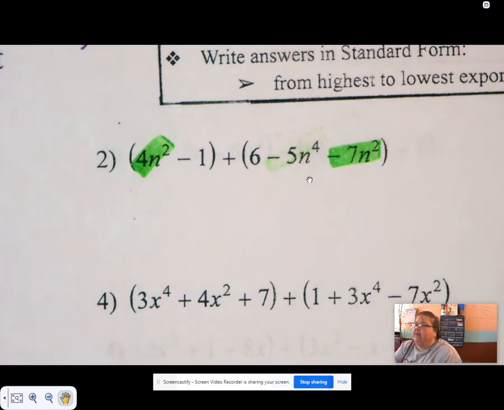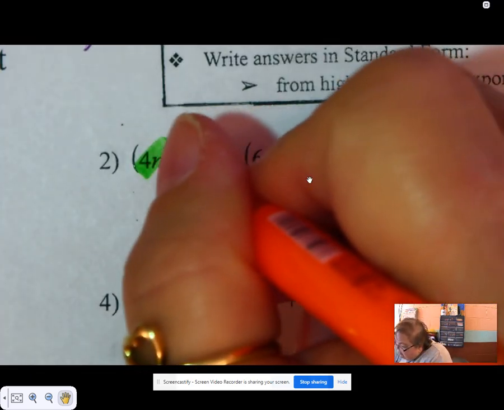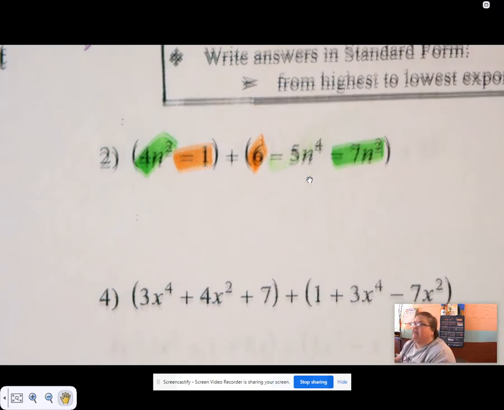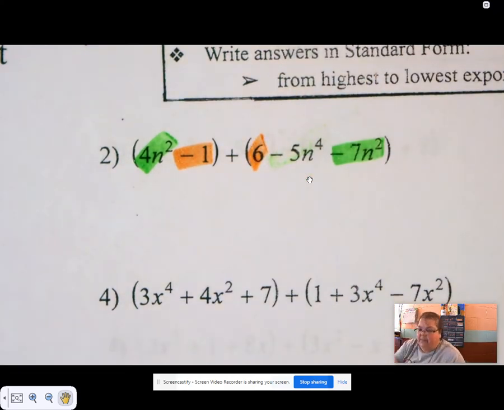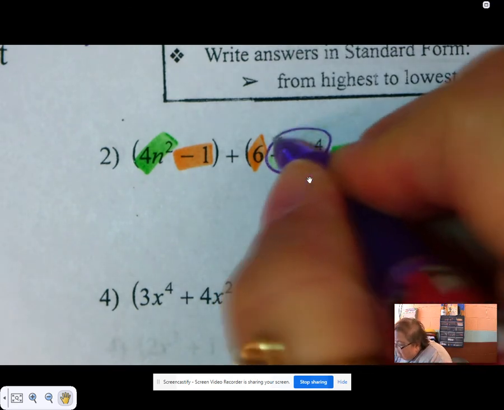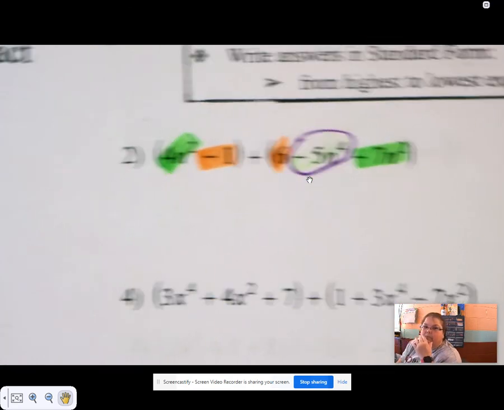Okay, so now I have a negative 1 constant, and I have another constant of 6. I agree. And now I have this negative 5n to the 4th. Do I have anything to combine with that one? Nope. So we're just going to circle it to make sure we don't leave it out.